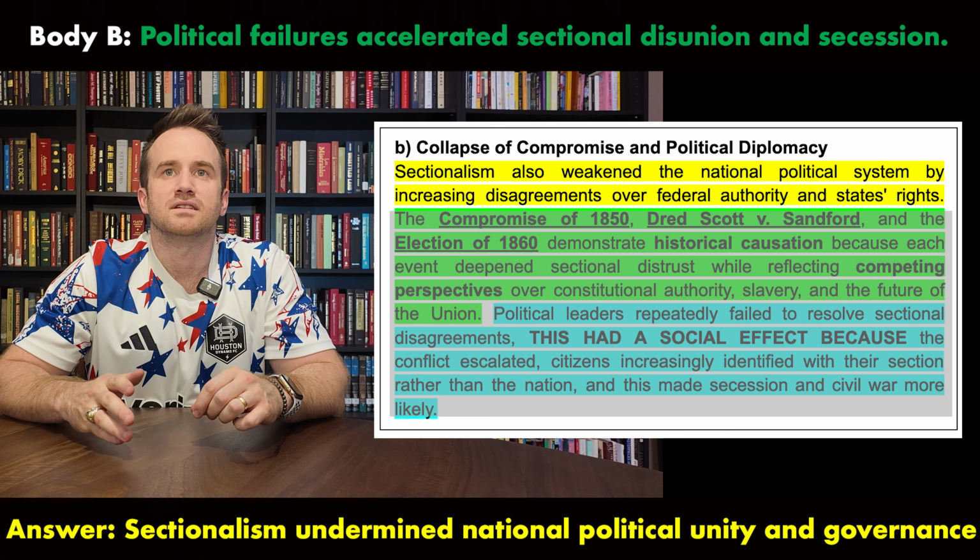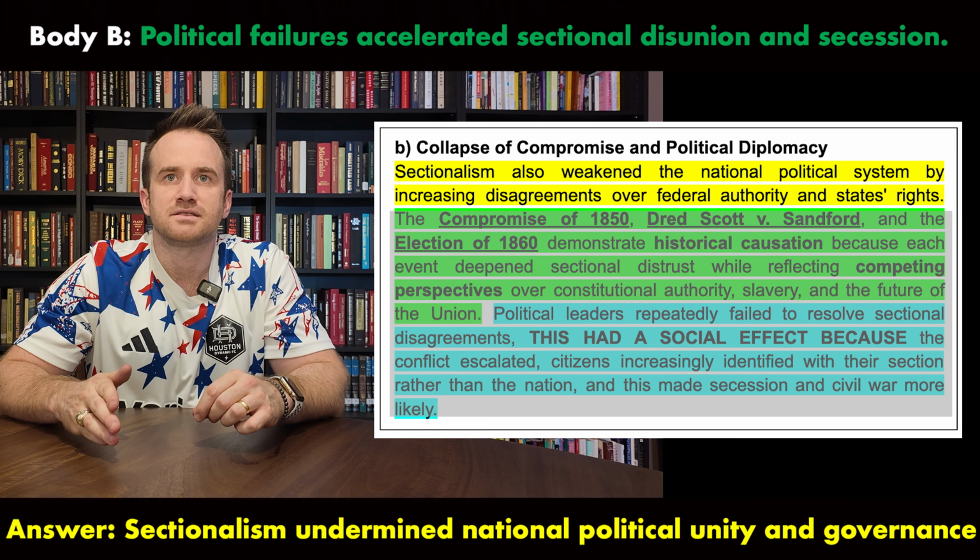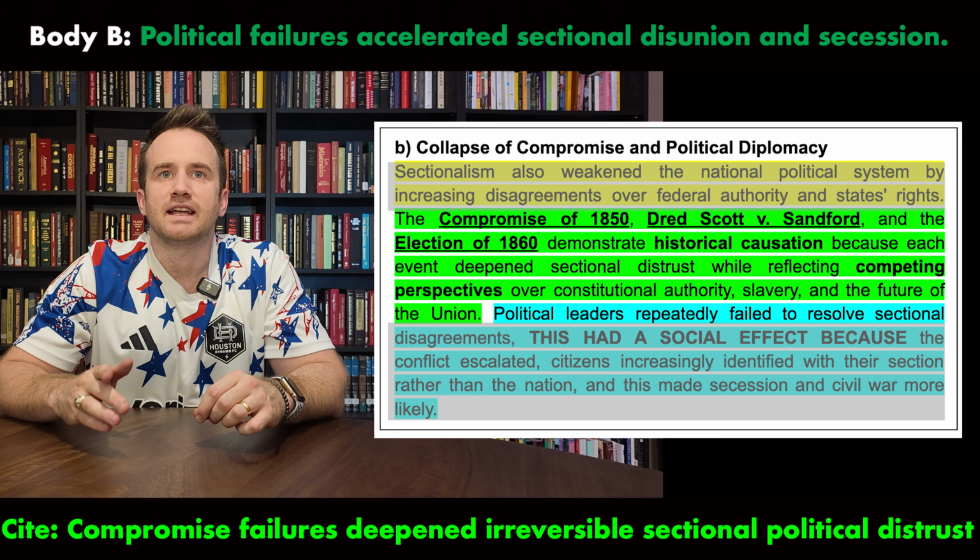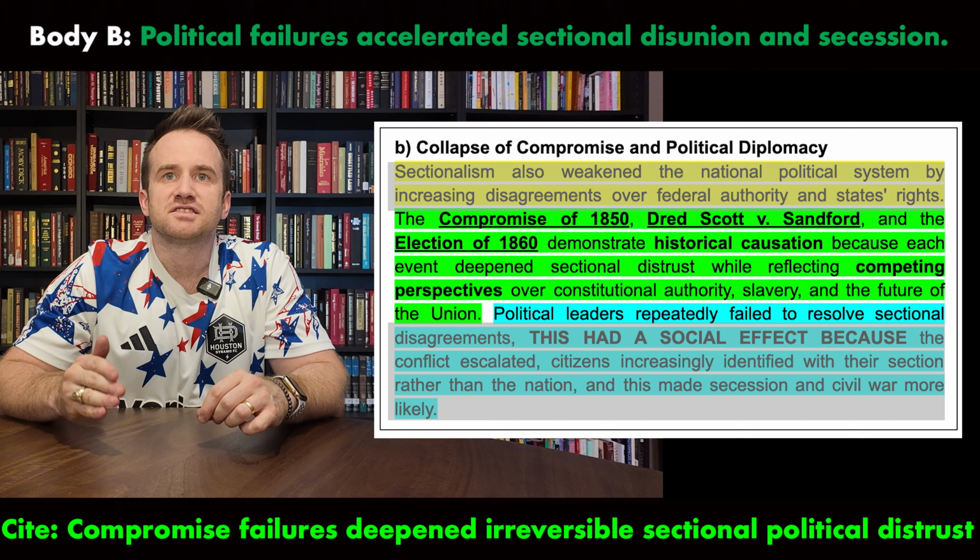Sectionalism also weakened the national political system by increasing disagreements over federal authority and states' rights. The Compromise of 1850, Dred Scott versus Sanford, and the election of 1860 demonstrate historical causation because each event deepened sectional distrust while reflecting competing perspectives over constitutional authority, slavery, and the future of the Union.